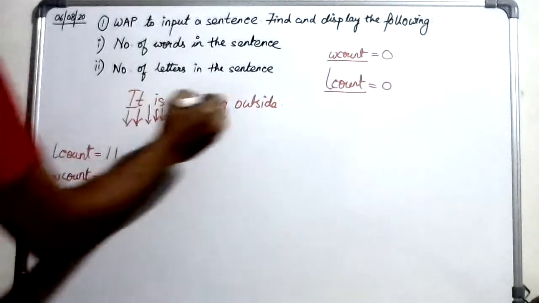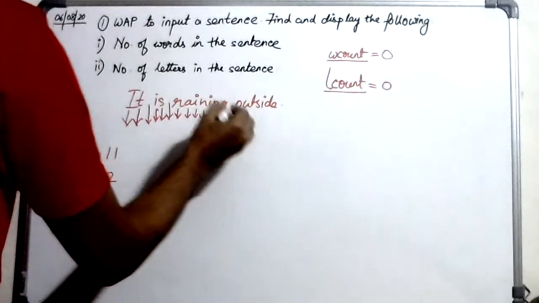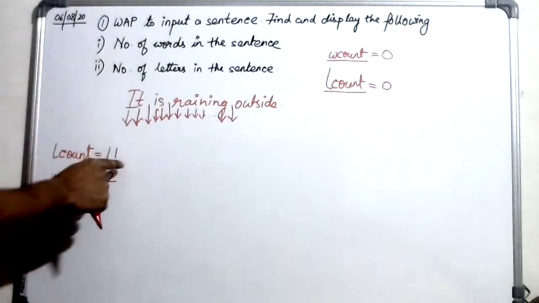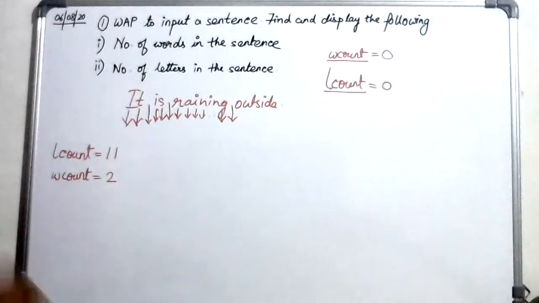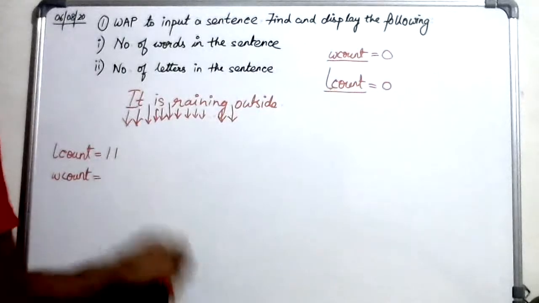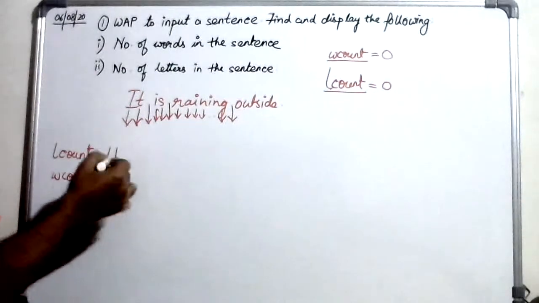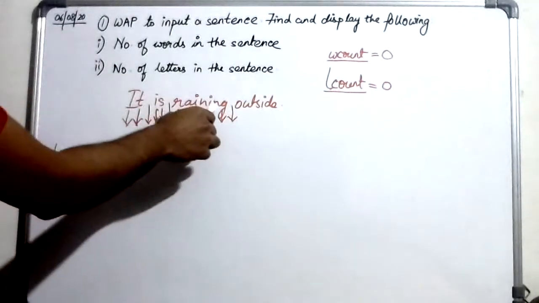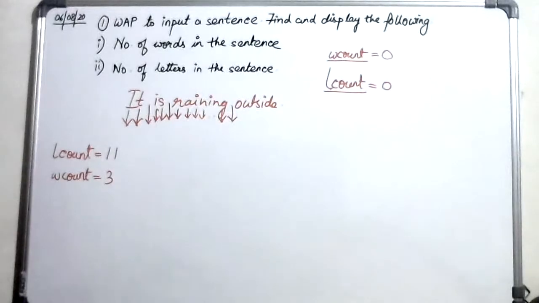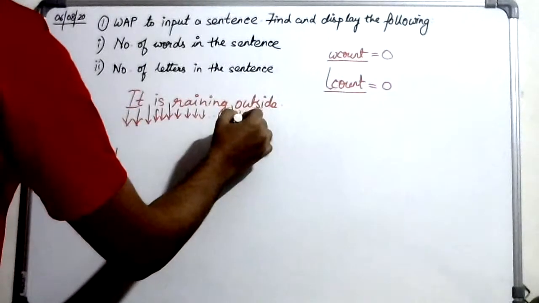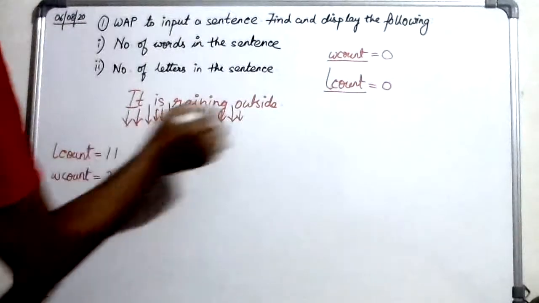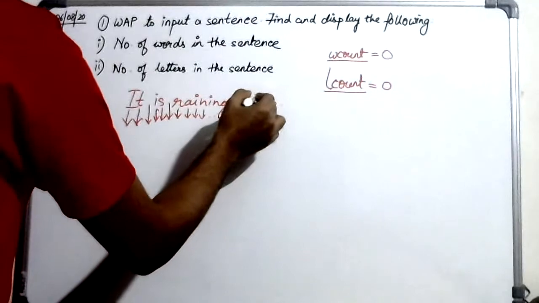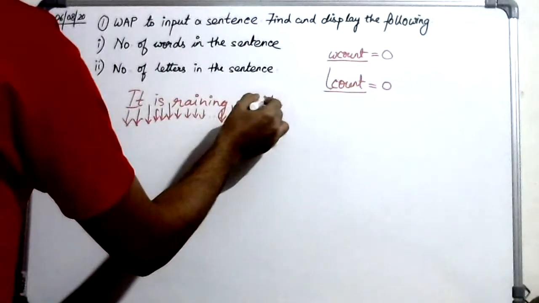But here again, as soon as we extract the next character, we find that it is a blank space. Blank space again is not a letter, so L count remains as it is, no change. Whereas W count is incremented from 2 to 3, because we have completed one more word. Now we have already counted 3 words in the sentence. We keep on extracting characters. So again, starting from 11, it will count 11, 12, 13, 14, 15, 16, 17, 18.